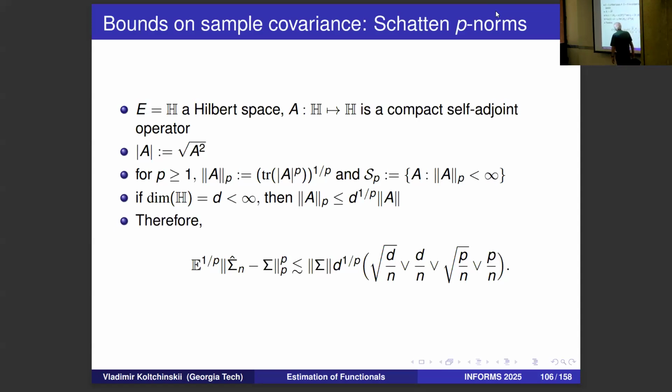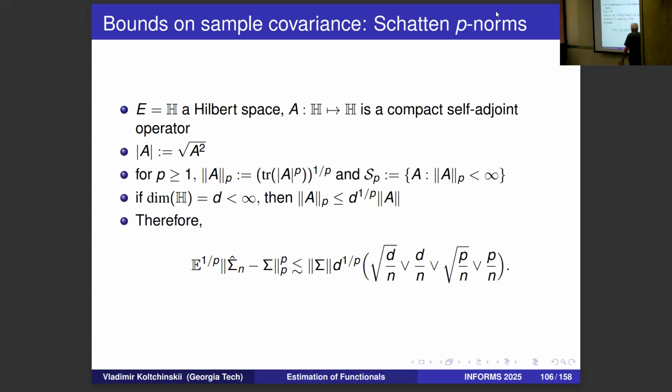yeah, I think I have not written it, the absolute value of the operator is defined here, of course, with the standard definition, and then we have the Schatten norm. In the case when our Hilbert space is d-dimensional, there is this straightforward upper bound on the Schatten p norm. So this is essentially a matrix in this case. The Schatten p norm will be bounded by d to the power 1 over p times the operator norm.